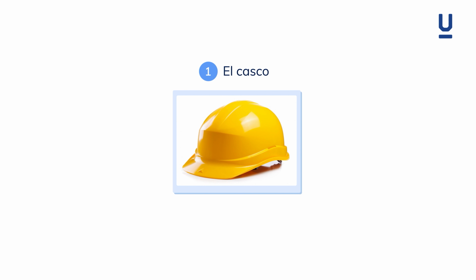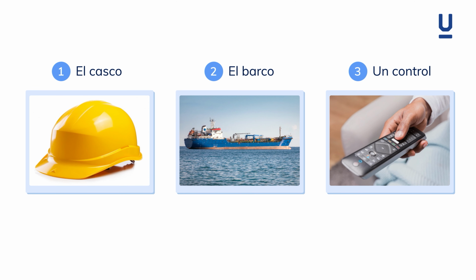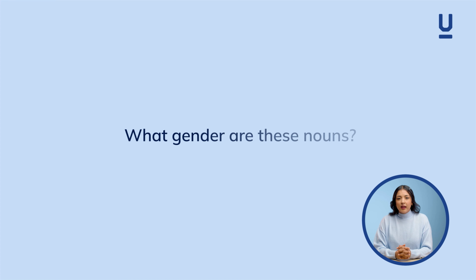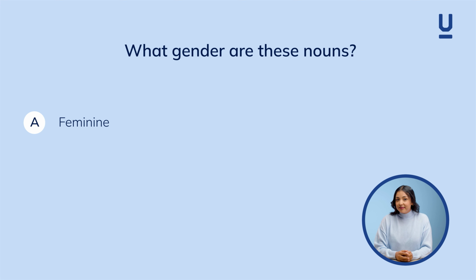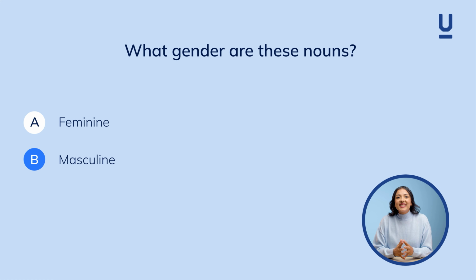El casco, el barco, un control. What gender are these nouns? Feminine, masculine. That's correct. They are masculine.